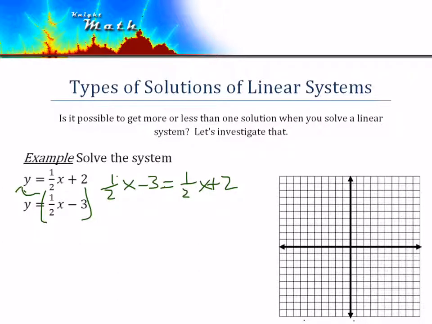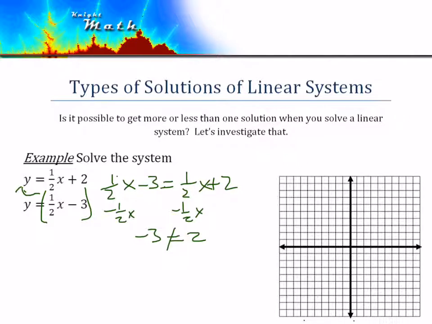Now we're just going to solve this equation because the y's have gone away, since we substituted. So let's go ahead and subtract. When we subtract 1/2 x from both sides, we get -3 on the left equals 2. And does -3 equal 2? No, that's not a true statement. So something happened here.